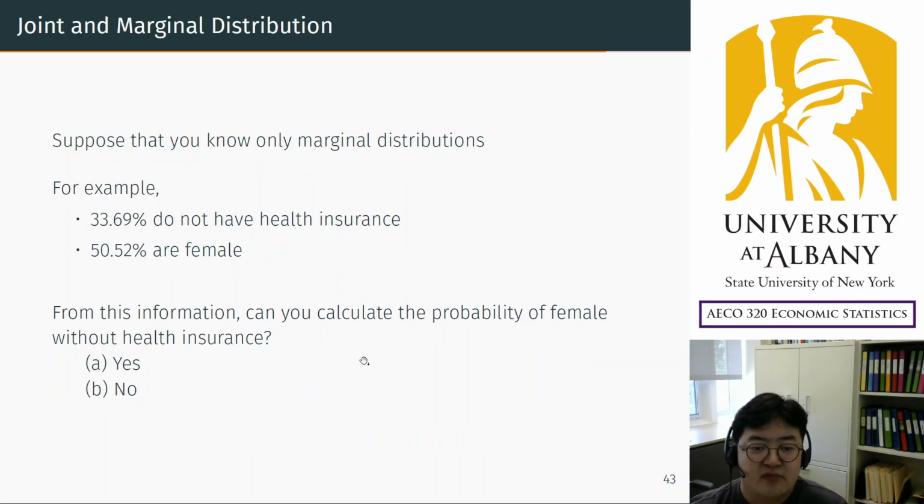So, for example, let me ask you this way. We know that 33% don't have health insurance and 50% are female. Based on these numbers, can you calculate the probability of female without health insurance? Try this, guess it.